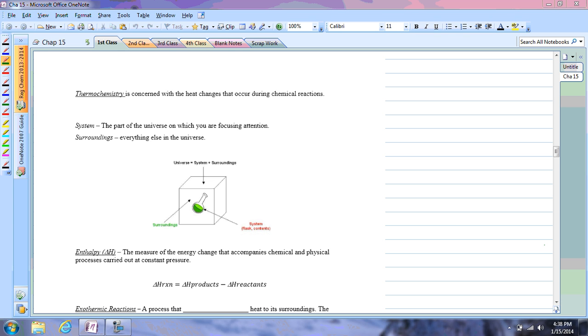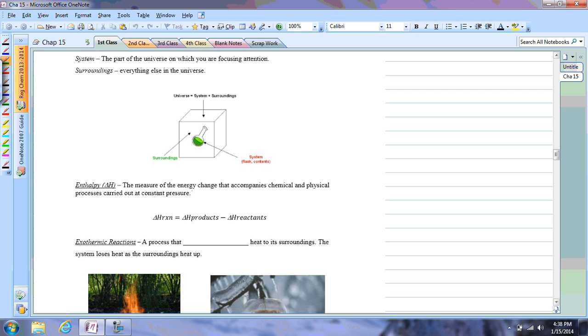So we measure this change by enthalpy. Enthalpy is given the symbol delta H. It's the measure of energy change that accompanies chemical and physical processes carried out at constant pressure. We have an equation: delta H for the reaction is equal to the energy of the products minus the energy of the reactants.